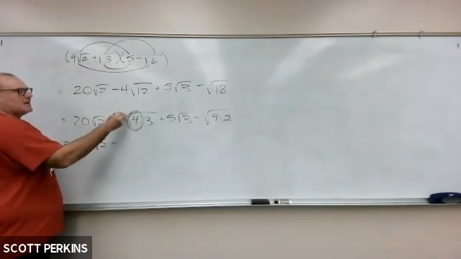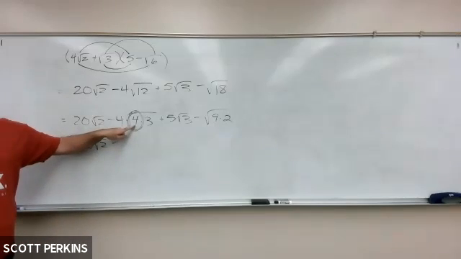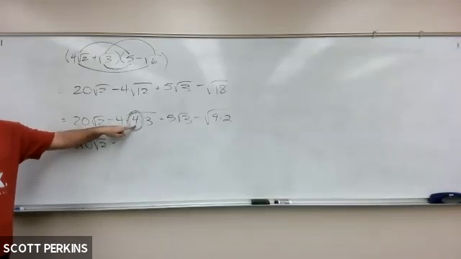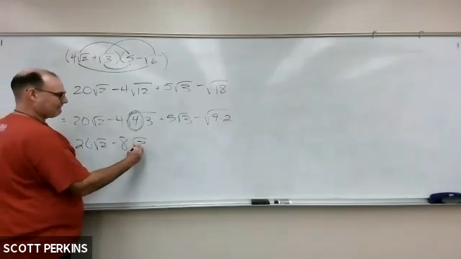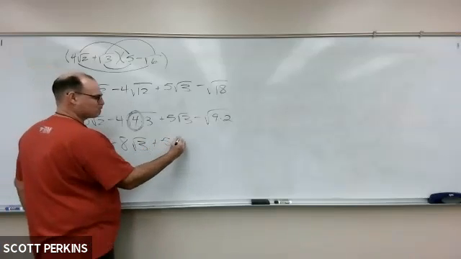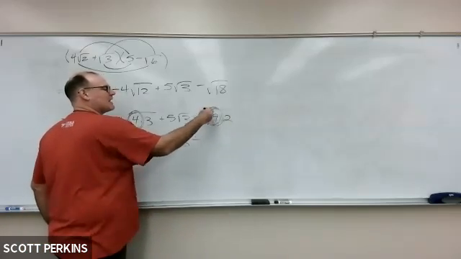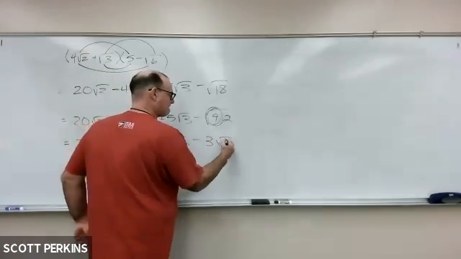Product rule of radicals says I can consider that 4 separately. What's the square root of 4? 2 times the 4 that's already outside. So the square root of 4 is 2 times this 4 becomes what? Product rule of radicals says I can consider that 9 separately. Square root of 9 is 3.